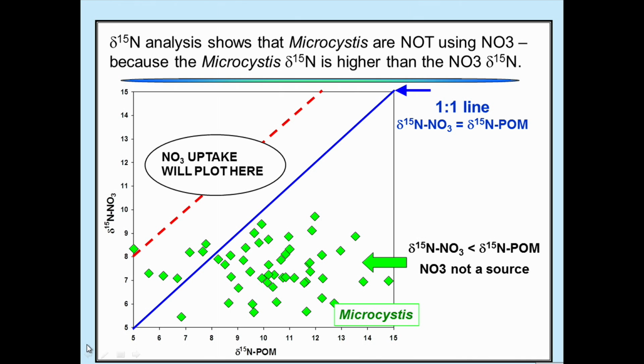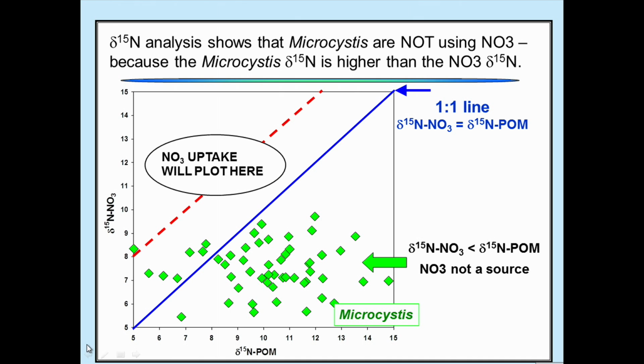Where the data plot, so if the nitrogen in the nutrient was 100% incorporated in the algae, it would fall on a 1-to-1 line, but at 4 per mil fractionation roughly. And so the samples all plotted in the area that says nitrate is not a plausible source of nitrogen.